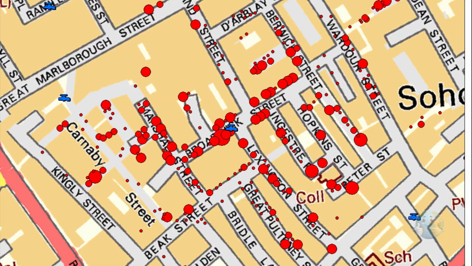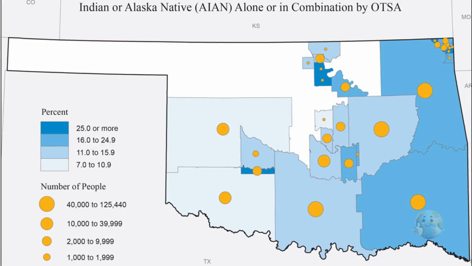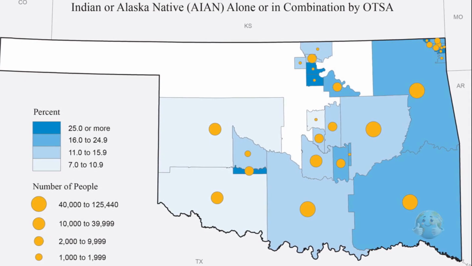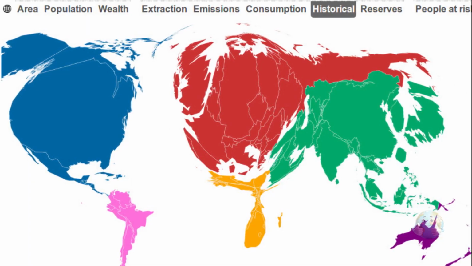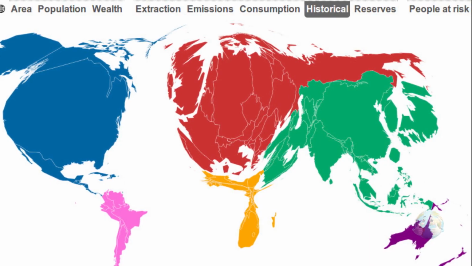Not bad air like everyone thought. Maps literally saved lives by showing the pattern. Third, graduated symbol maps. Bigger symbols equal more of whatever we're measuring. Fourth, cartograms. These are the shapeshifters. They distort the actual size of places to show data.